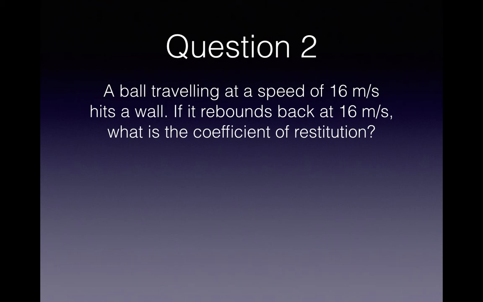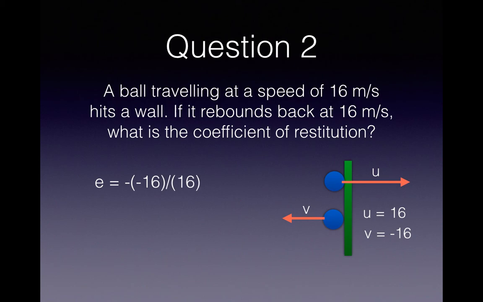Question 2. How about in this case? If the ball hits at 16 and comes back at 16, remember the sign convention as well, and you get minus minus 16 over 16, so e is equal to 1. It's a perfectly elastic collision, and there's no energy lost there whatsoever.